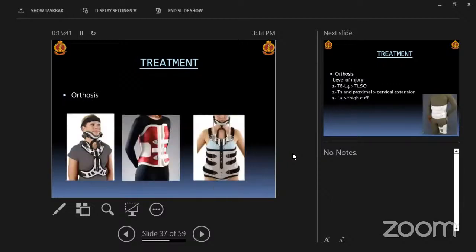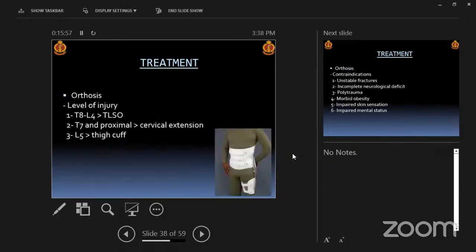We name the braces according to the area covered in the spine. So here, C spine and thoracic, this is a cervicothoracic orthosis. Here a thoracolumbar orthosis, and here a cervicothoracolumbar orthosis. It's important when you apply the brace: if the fracture is proximal to T7, you need to include the cervical spine. So T6, T5, T4, you need to involve the cervical spine.